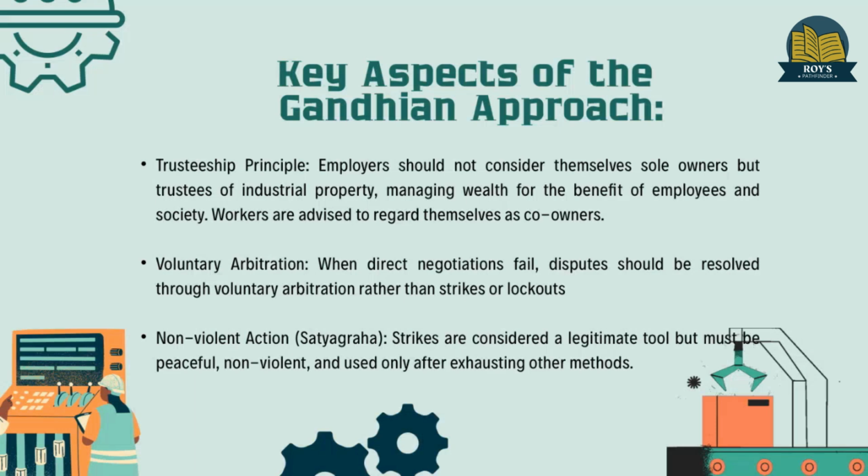Let's delve into some key principles that underpin the Gandhian approach to industrial relations. First, the trusteeship principle. This concept encourages employers to see themselves not as sole owners of industrial property, but as trustees. That means managing resources responsibly and ethically, always keeping in mind the welfare of employees and society at large. It also invites workers to see themselves as co-owners, sharing in the responsibility and benefits, fostering a sense of partnership rather than conflict.